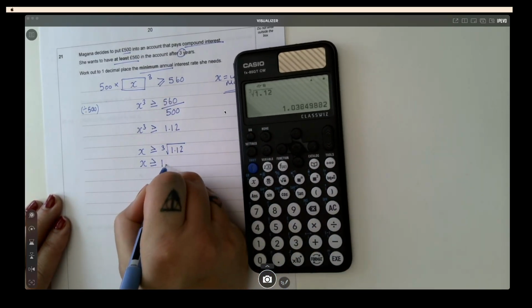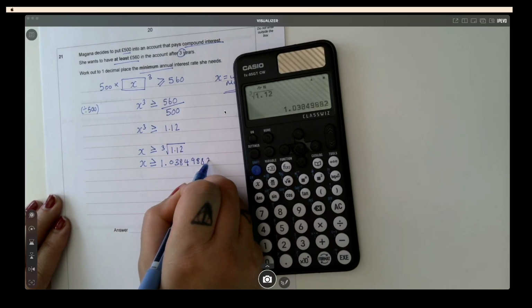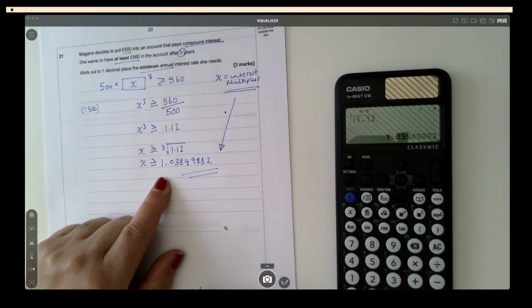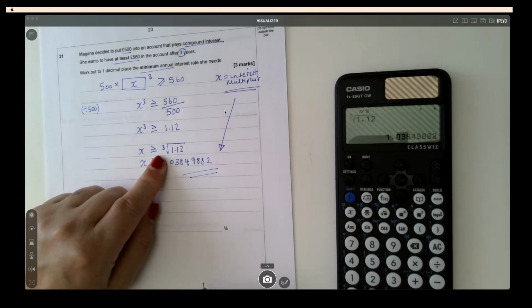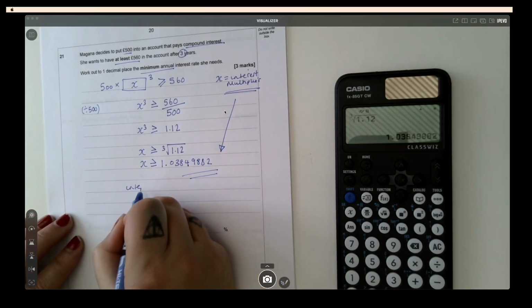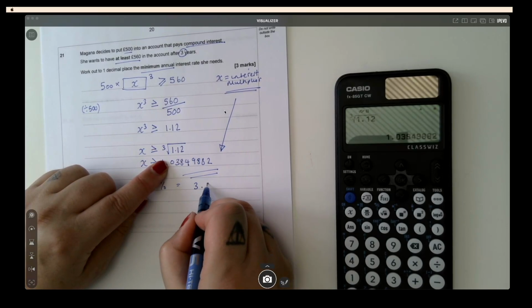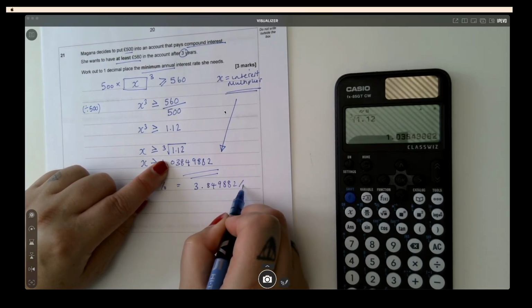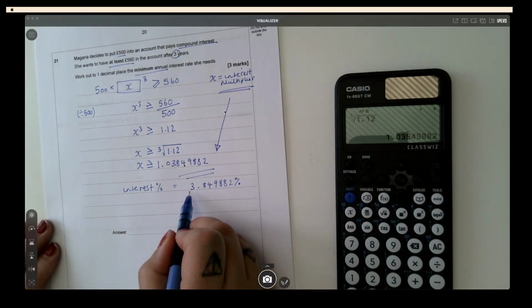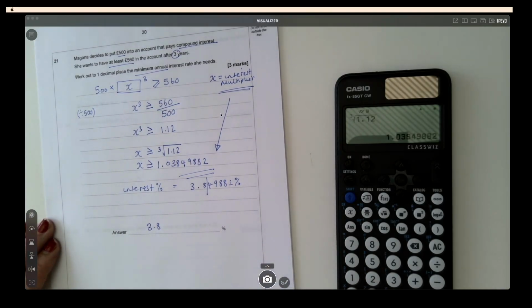Which is 1.038498882. So remember, this is that multiplier. So the one part isn't included in the percentage interest. So actually the percentage interest is 3.849882%. We want it to one decimal place, so we could say that it's 3.8% to one decimal place.